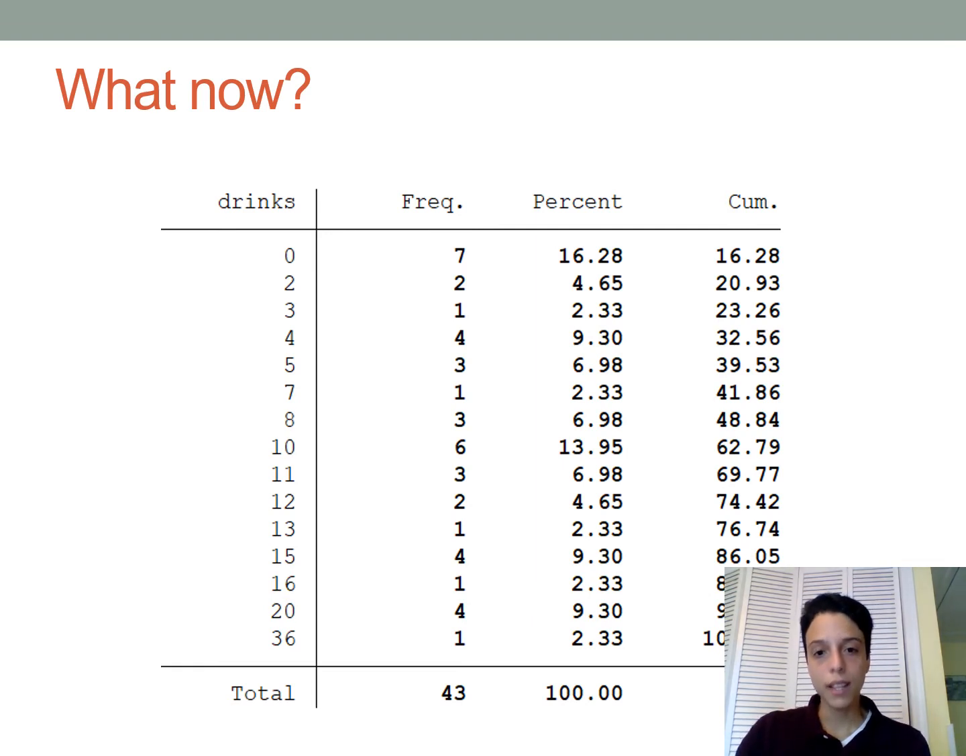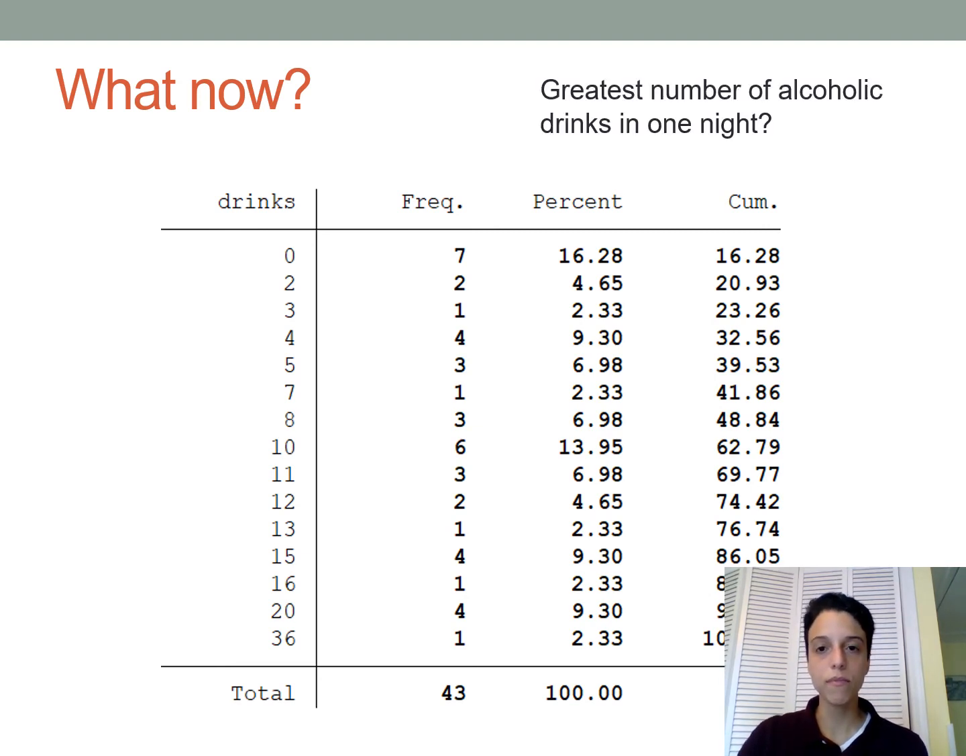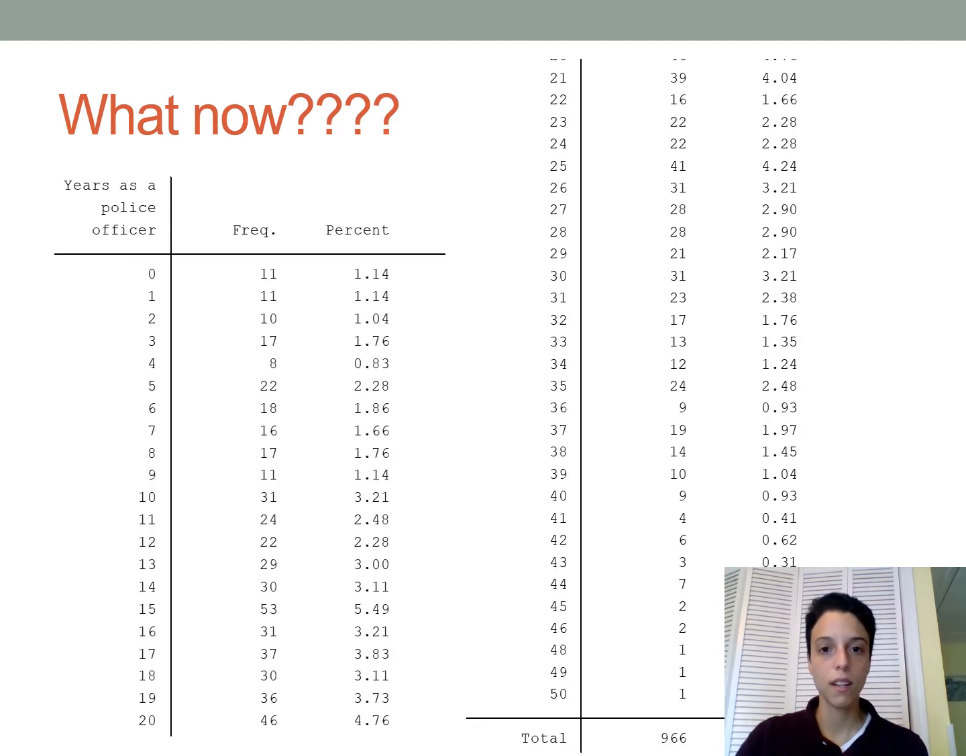You can still look at this graph, though, and get some sense for what's going on. You can see that there's a good number of people who had answers at all these different values. But what happens when you really have a lot of different observations that a variable can take on? This is a frequency distribution from a survey I did a while ago of police officers, and I asked them how many years they'd been a police officer. So the answers range from 0 to 50.